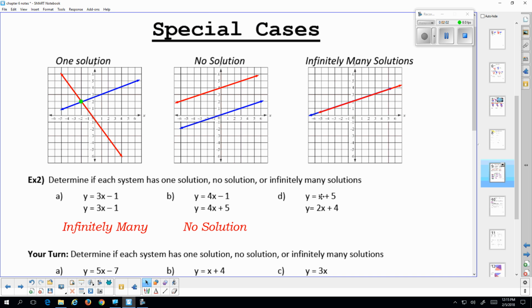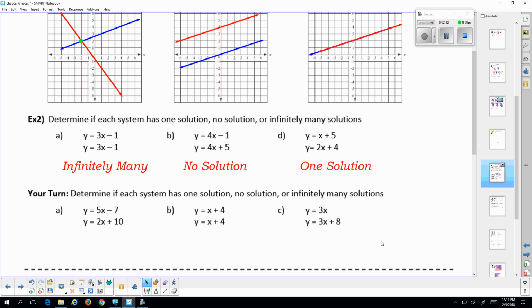And then in the third one, the slopes are different, so actually we don't even need to look at the y-intercepts, because once the slopes are different, we're just going to have one solution. So go ahead and see if you can figure out in your turn if these have infinitely many, no solutions, or one solution.